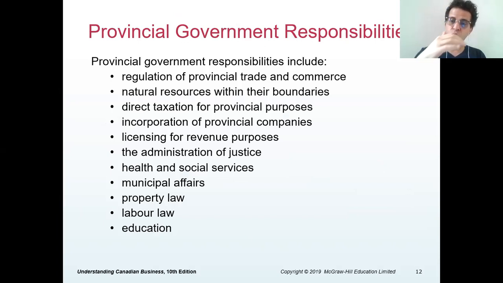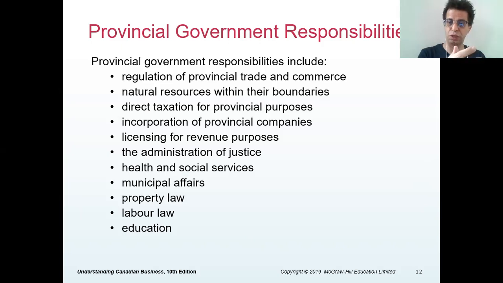One level lower, you have the federal government, and now you also have a provincial government, which is the province of Ontario, province of Manitoba, province of Saskatchewan, province of Quebec. Each one has its own government also on the lower level. But what's their job? Basically, provincial government responsibilities include regulation of provincial trade and commerce, natural resources within their boundaries, direct taxation for provincial purposes.